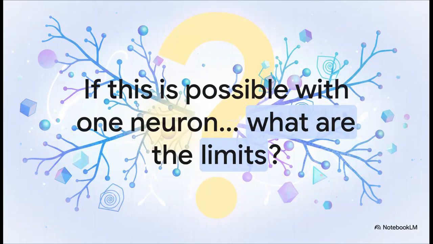So that kind of leaves us with this one big, final thought, right? We just watched a machine learn fundamental logic from absolutely nothing. All it used was a simple rule for correcting its own mistakes. And if that's what's possible with just one artificial neuron and one simple rule, it really makes you wonder, what are the limits when you have a billion of them? What can't they learn?